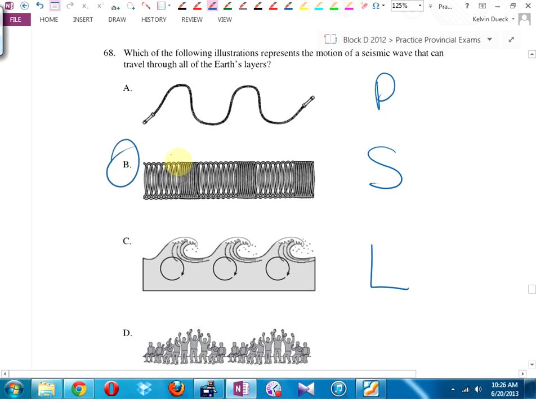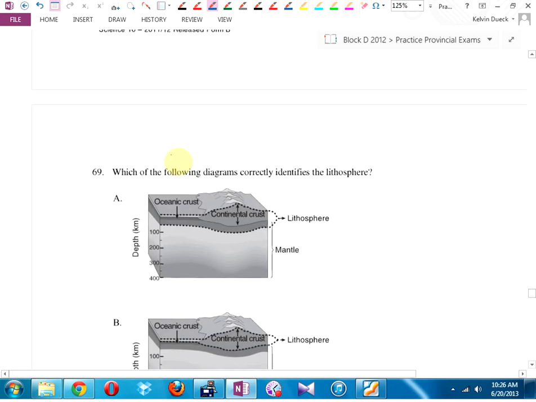Think moving back and forth. I know in my class I had people stand side by side, shoulder to shoulder, and move back and forth. Okay? Sorry? How do you answer that?